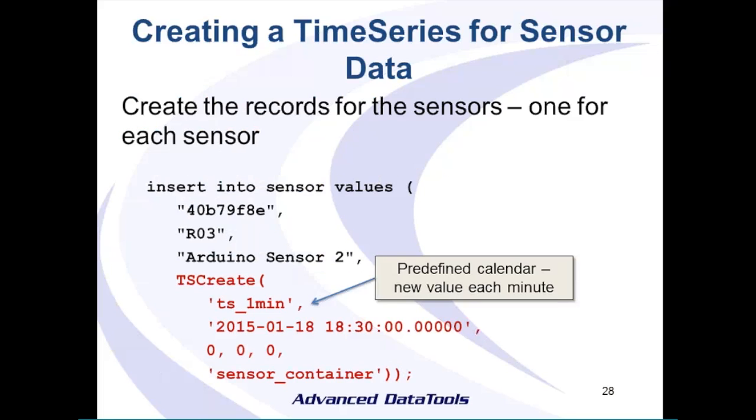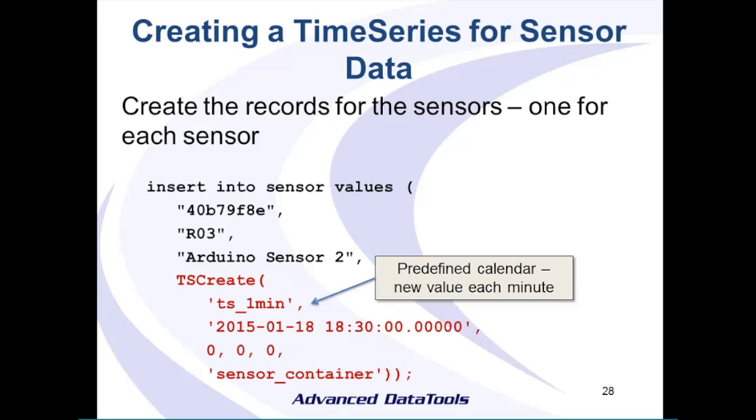All right, let's start creating our first record. This doesn't have any data in it. It's just an empty record, which we're then going to add time series values to. So here's my insert, just a regular SQL insert, but with our function tscreate. And here's where I mention the calendar. This is the built-in calendar. Here I'm using the ts_1min. Obviously, I'm storing data every minute.